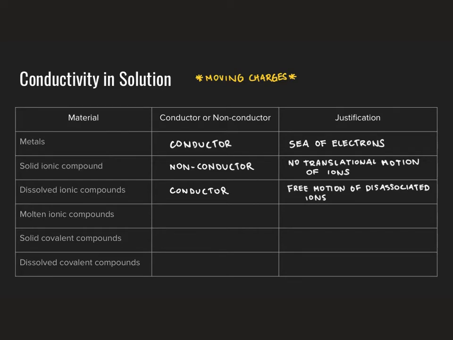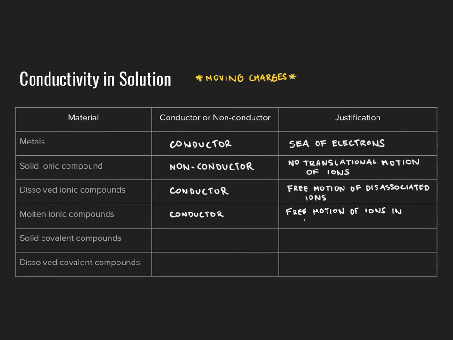Likewise, molten ionic compounds are also conductors. And again, within an ionic compound, there are charges, that is the ions. In the molten state, those ions are able to freely move in translational modes of motion. So we see moving charges again. That would mean molten salt is also a fantastic conductor.